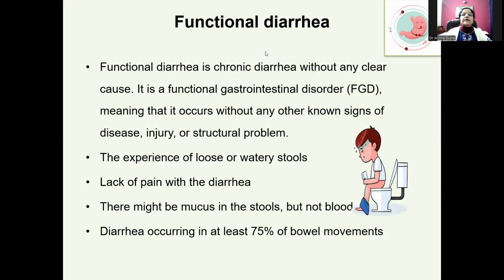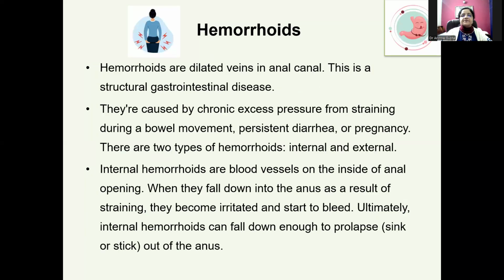So, functional diarrhea, that is chronic diarrhea without any clear cause, is a functional gastrointestinal disorder, meaning that it occurs without any other known signs of disease, injury, or structural problem. The experience is of loose or watery stools, with a lack of pain with the diarrhea. There might be mucus in the stools, but not blood. Diarrhea occurs in at least 75% of bowel movements.